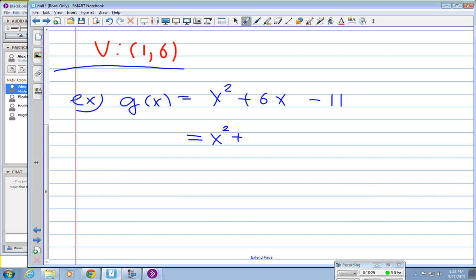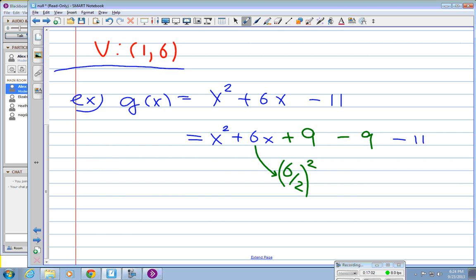I'm going to look at the first two terms. I don't care about that negative 11 for now. All I'm going to do is figure out what's missing from the perfect square. The way we do that, we take the coefficient in front of x, which is 6, we half it, and we square it. So what do I need to add? 9. But if I add 9, I subtract 9. That means I haven't changed the problem. It's still the same exact problem.